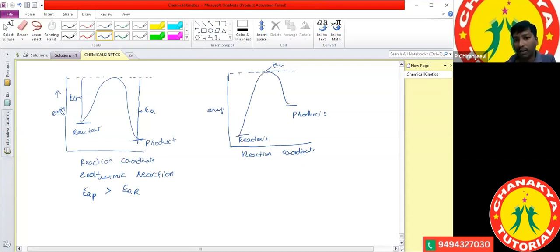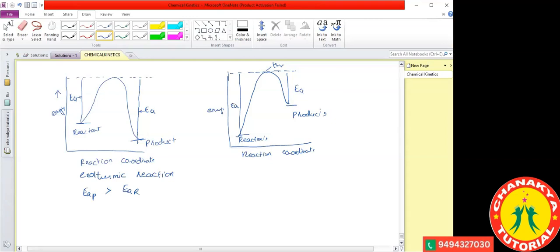Now, if you compare, on this side we are getting one activation energy, and on this side we are getting another activation energy. In this, which one has the greater activation energy, either the reactants or the products? Reactant.